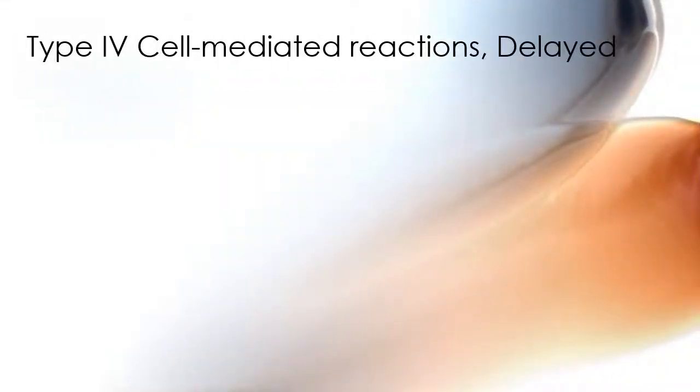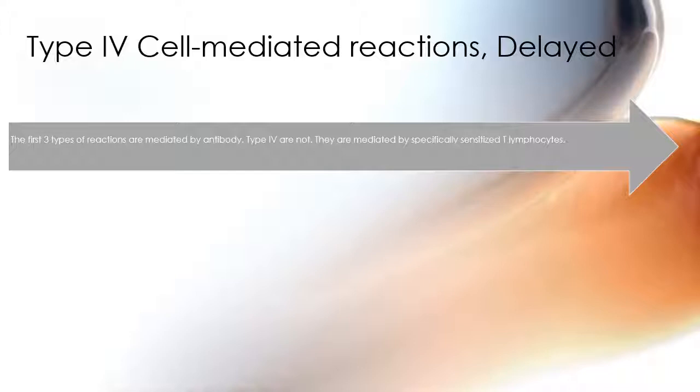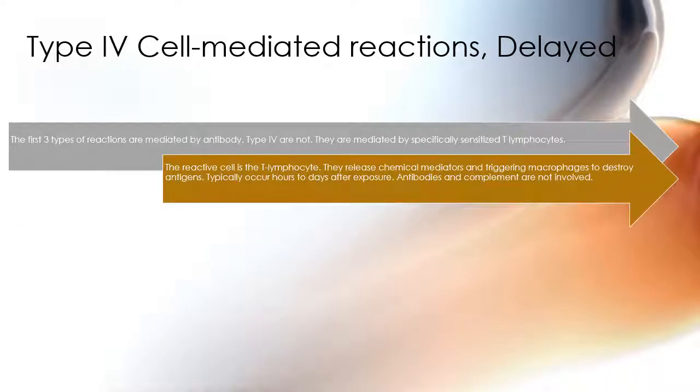Okay, so now we're going to discuss type 4 cell-mediated reactions. This is more of a delayed reaction. The first three types of reactions are mediated by antibody. Type 4 is not. It is mediated by specifically sensitized T lymphocytes. The reactive cell is the T lymphocyte. They release chemical mediators, triggering macrophages to destroy antigens. It typically occurs hours to days after exposure, and antibodies and complement are not involved.